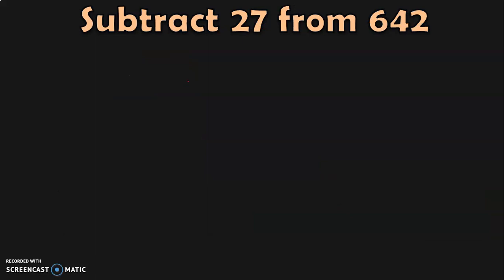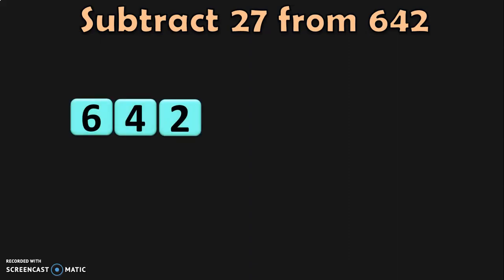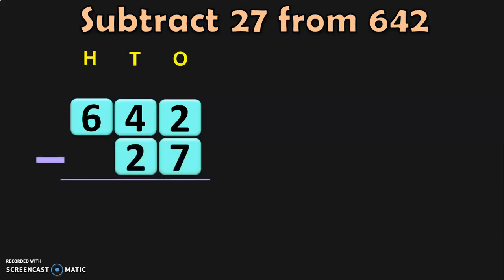Let us do another sum. Subtract 27 from 642. So you're going to subtract a 2-digit number from a 3-digit number. So write down the number from which you're going to subtract and write down its place values. Now it will be easy for you to write down the 2-digit number at its appropriate places. Begin the subtraction from the ones place. 2 minus 7 in ones place cannot be done because 7 is greater than 2. Move to the tens place and you can borrow from the tens place.